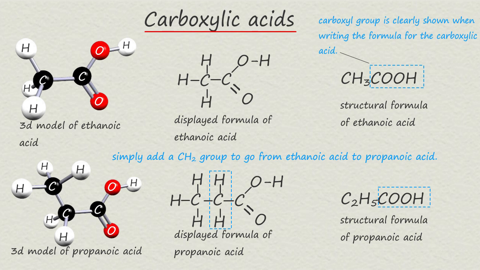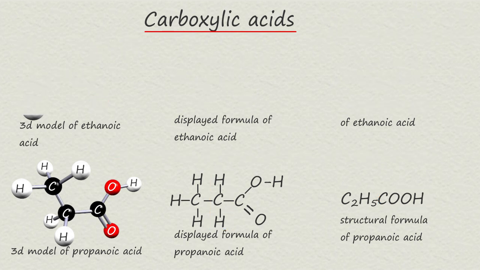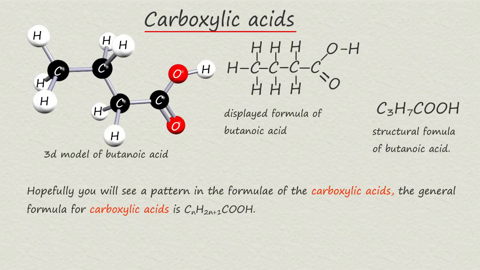Now in GCSE chemistry, you're only required to know the structure of the first 4 carboxylic acids. The fourth member of the carboxylic acid homologous series is butanoic acid. The structure of butanoic acid and the general formula for carboxylic acids is shown. Now the general formula will allow you to work out the molecular formula for any member of the carboxylic acid homologous series.